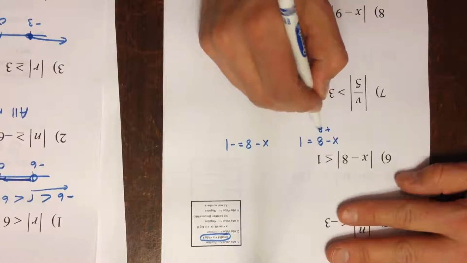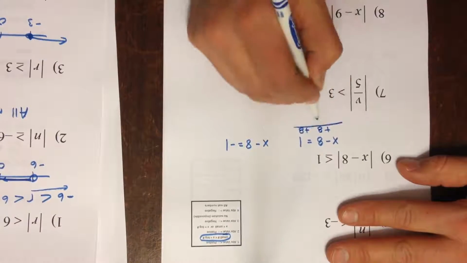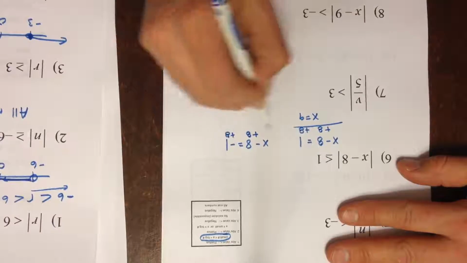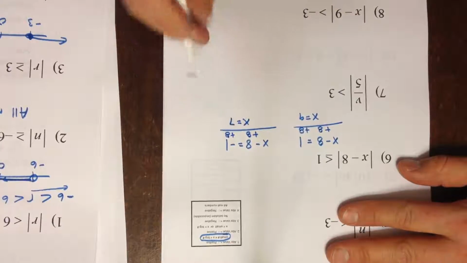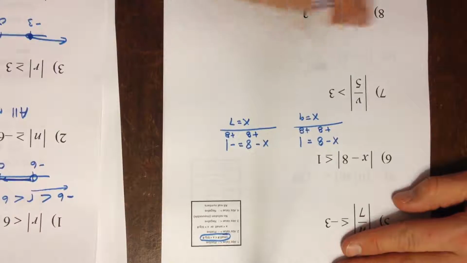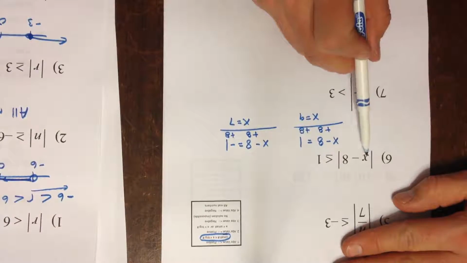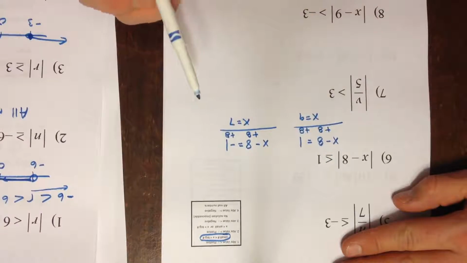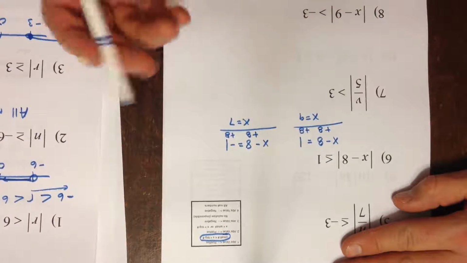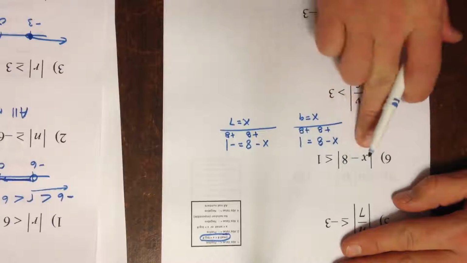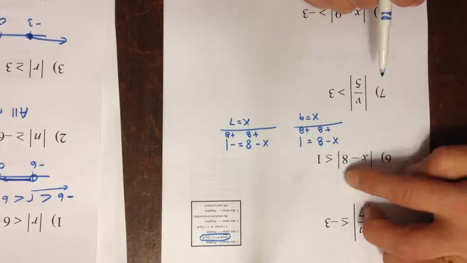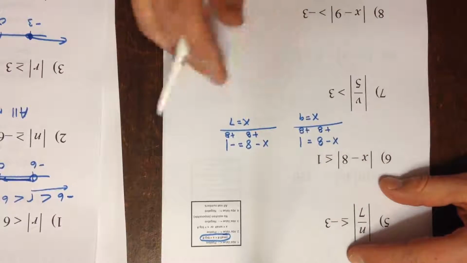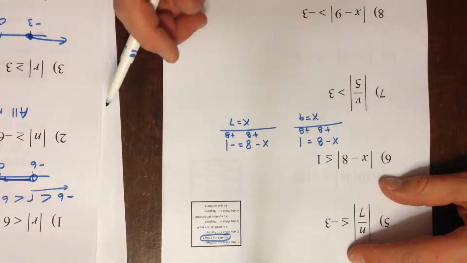So if you add 8, you get x equals 9, and if you add 8 here, you get x equals 7. You can think about this too. If you plug in 9, 9 minus 8 is 1, and 1 is less than or equal to 1. So this works, and so does 7. 7 minus 8 is -1, absolute value of -1 is 1, and 1 is less than or equal to 1. So both of these work. I've plugged them back in quick.